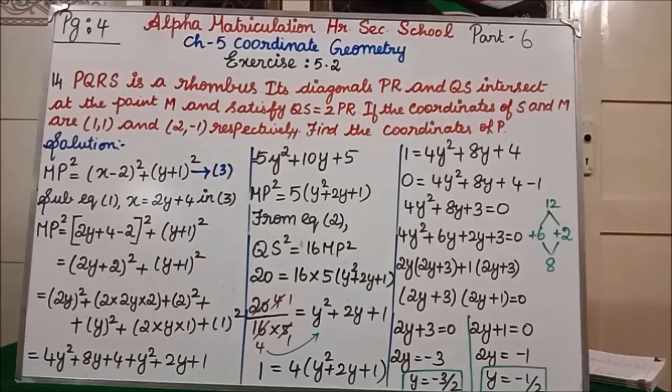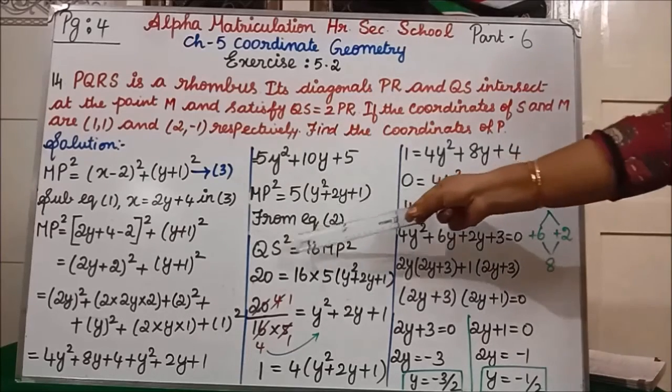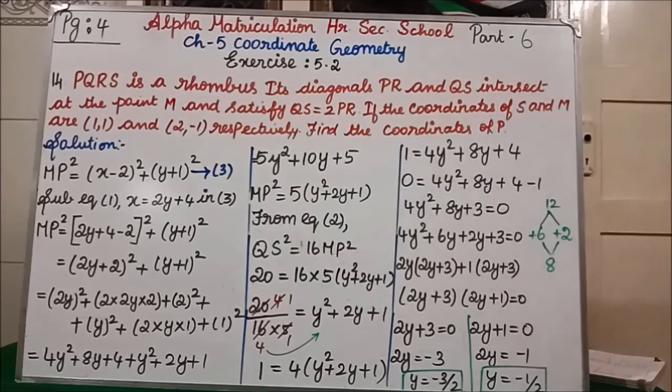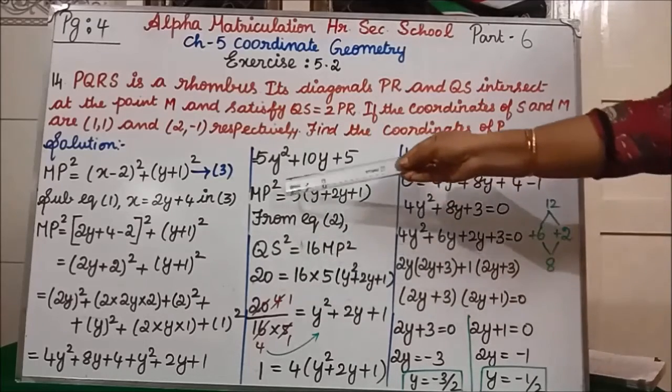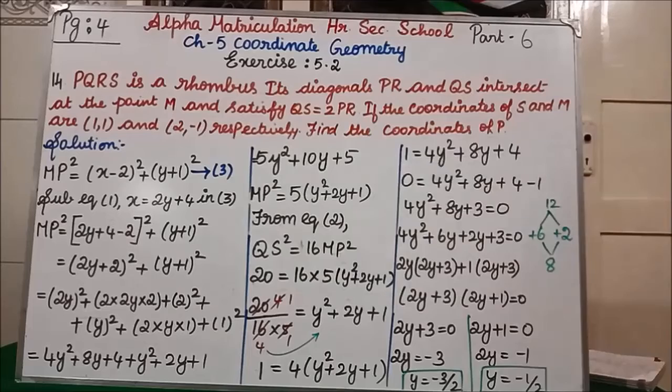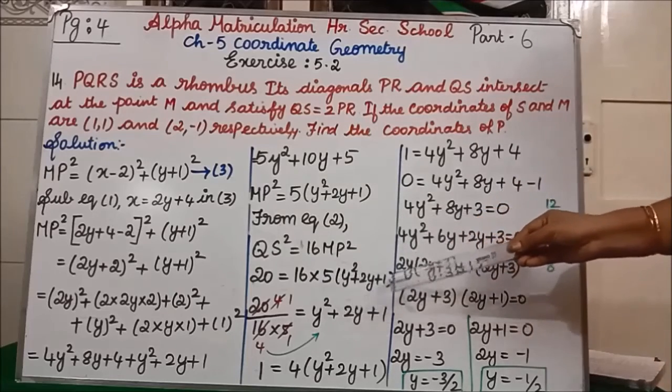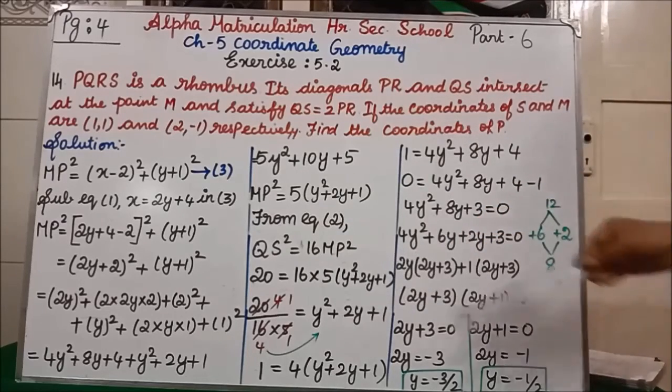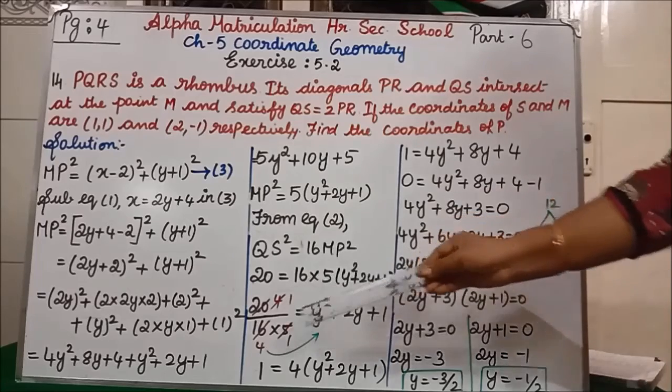QS square is equal to 16 MP square, we have written, isn't it? See, that only I have written here, equation 2. This is our equation 2: QS square equal to 16 into MP square. We know now the QS square value, and similarly we know the MP square value also. QS square value is what? 20. So I have written here 20, 16. MP square value is what? 5 into y square plus 2y plus 1. Clear? So this 20, 16 into 5 will come and divide.